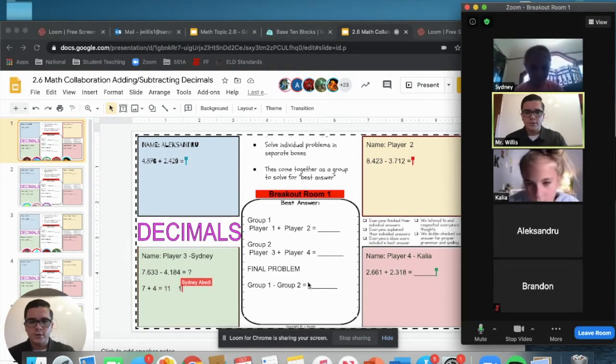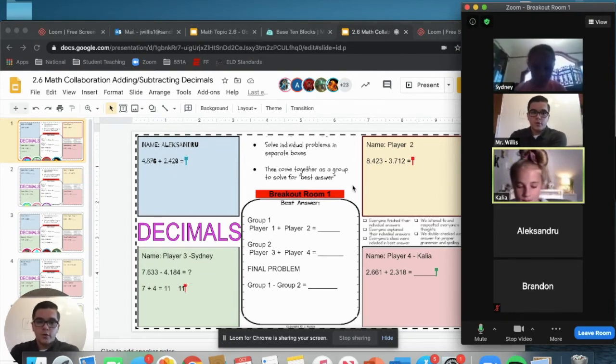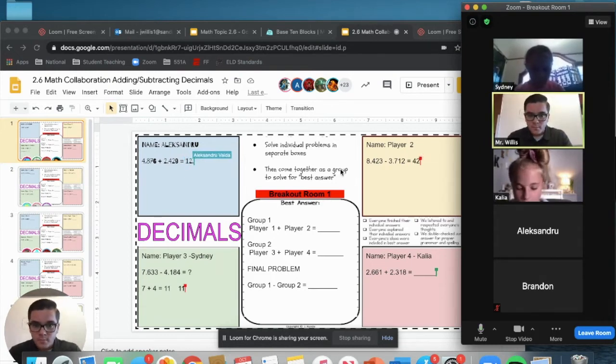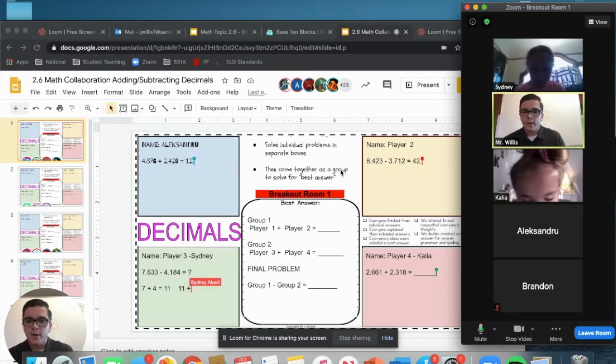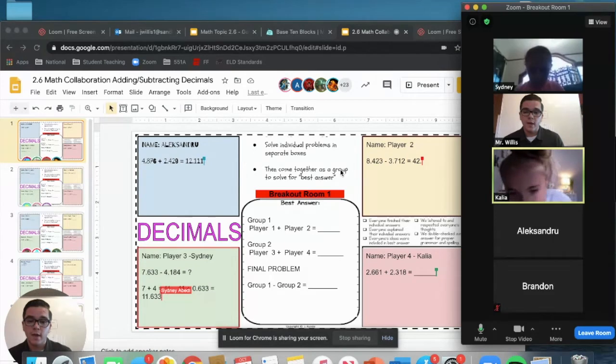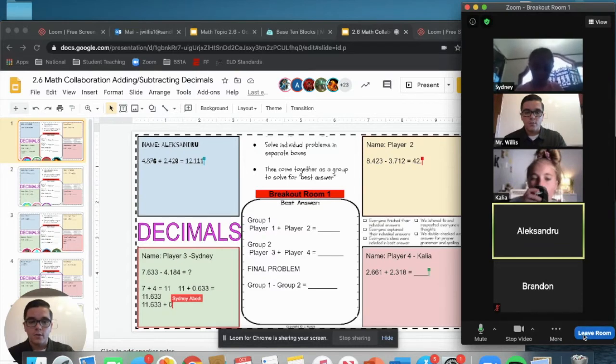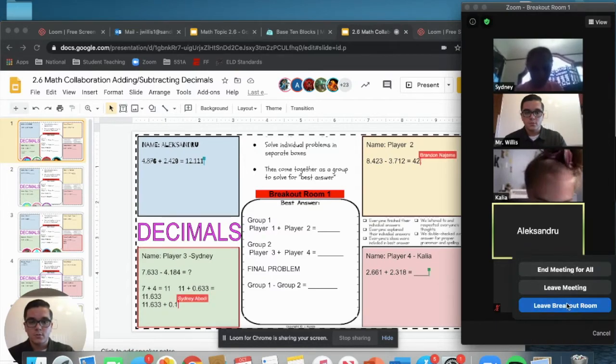Kalia, what strategy are you using? I was just doing the adding on my paper. On your whiteboard? Yeah, my whiteboard. Gotcha. So Alexandru and Brandon, you guys are going to be adding yours together. Sydney and Kalia, you guys are adding yours together. But then pay attention to what I need you guys to do for the final problem. Pay attention to whether we're adding or subtracting because I don't want there to be any confusion. All right? Okay. All right, good work, guys. Thank you.